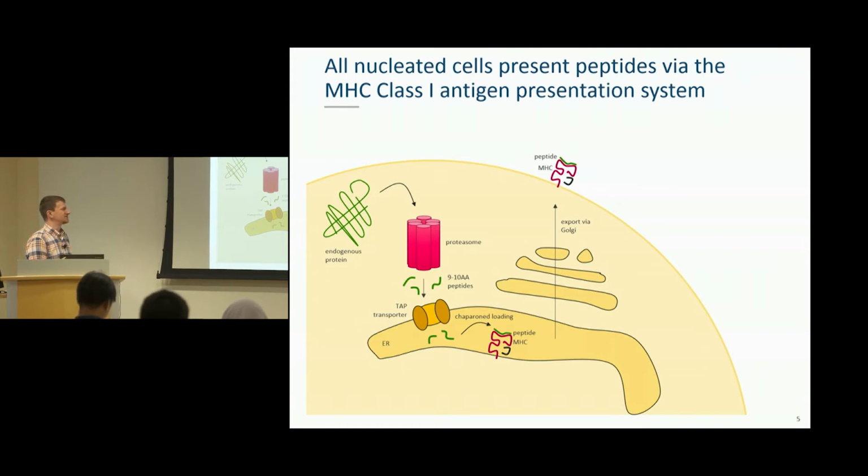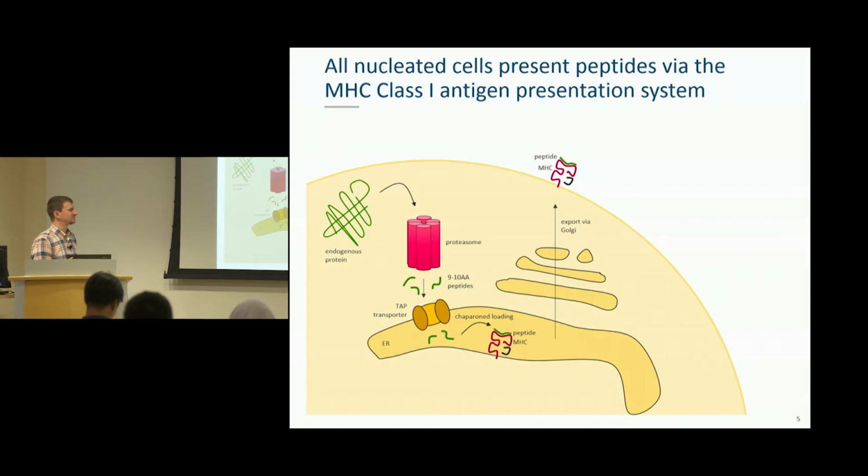They're then shuttled into the ER by the TAP transporter. Within the ER, they are loaded onto this molecule called MHC, and they sit in the top here. Then they migrate out to the cell surface, where they are now available for T cells to inspect.